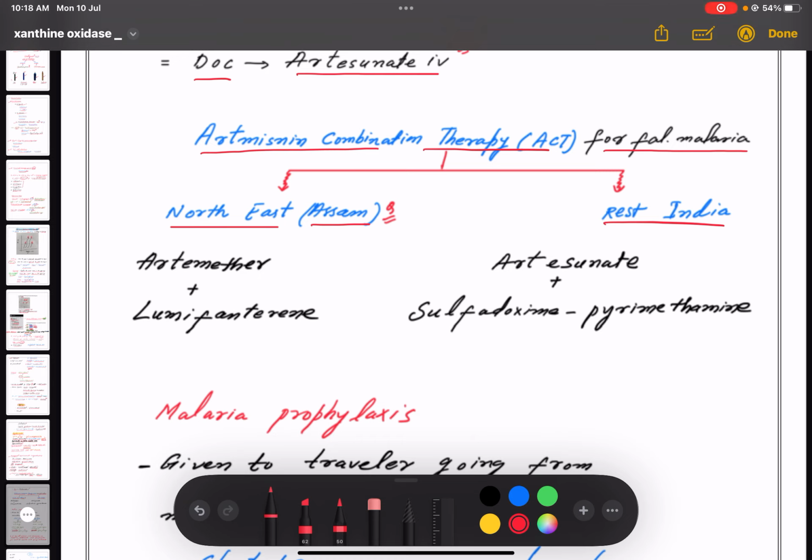But the combination of drugs in the ACT is different. If a patient belongs to northeast like Assam, we use artemether plus lumefantrine. If the patient is belonging to rest of India, then we use artesunate plus combination of sulfadoxine and pyrimethamine. Very important.